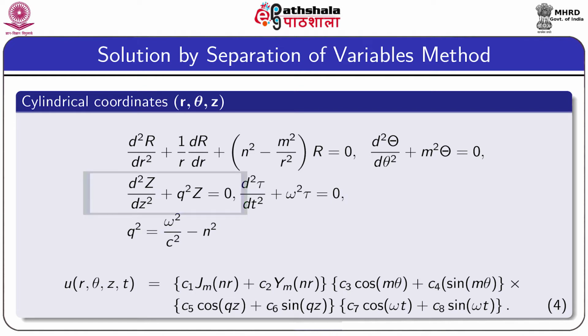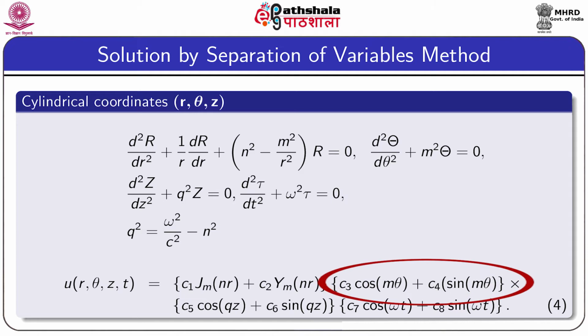Now, if you look at the z equation, it is given by d2Z/dz square plus q square Z equals 0. So, its solution is C5 cos qz plus C6 sin qz. Now, if you look at the theta equation, its solution is again a linear combination of sine function and cosine function. So, its solution is C3 cos m theta plus C4 sin m theta.